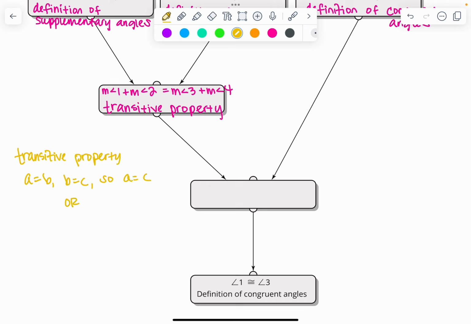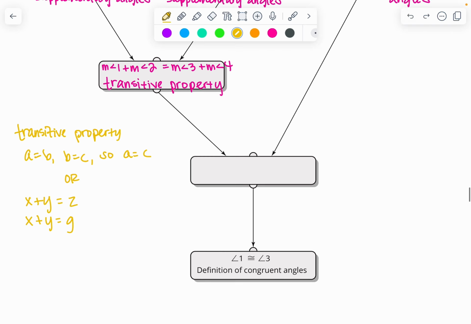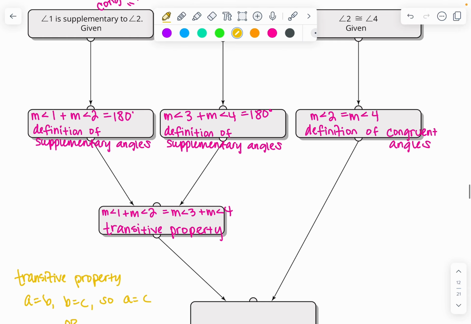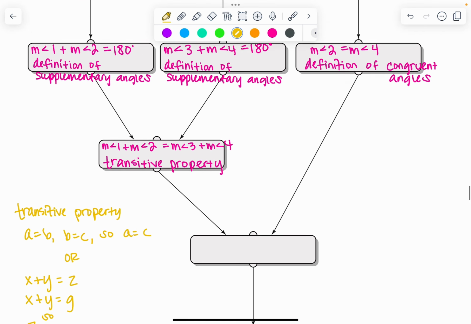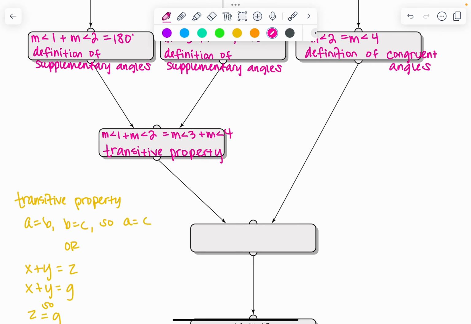Or if you have an equation like x plus y equals z, and then another equation x plus y equals g, as long as one side of both equations match up, then you can set the other sides equal to each other. So z equals g. An entire side has to be the same in order for us to use it that way. That's why we used it here, because an entire side of the equation was the same in two equations. That is by the transitive property.